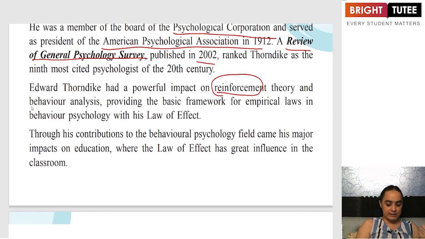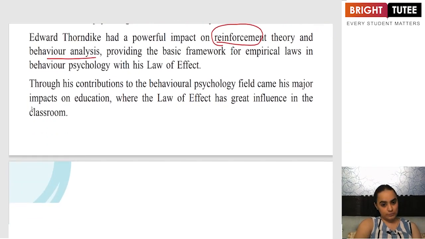He analyzed at length the behavior of the people and then he came up with his law of effect. We are going to read about that in the coming part of the story, but it was because of his contributions to this behavioral analysis in the field of psychology that he actually impacted education to a great extent, and it also had a positive influence in the field of education.